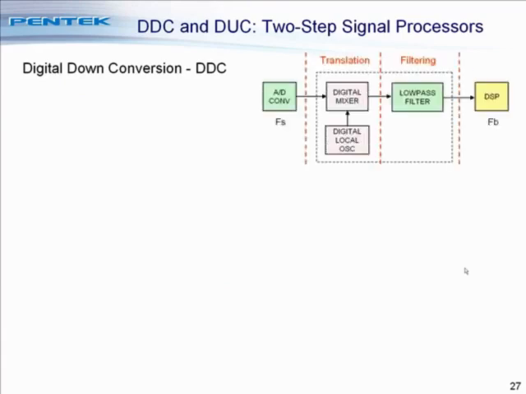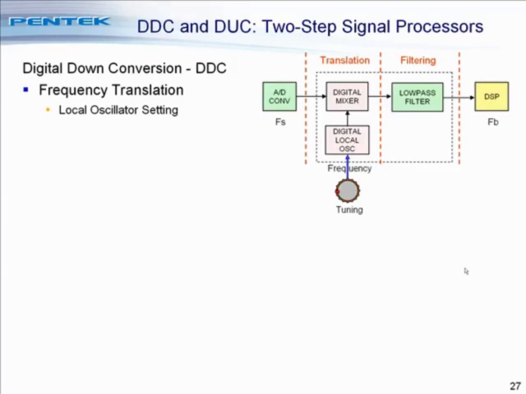So let's summarize the two operations for DDC and DUC. They're both two-step signal processors. The digital downconverter has two different processes. Translation is controlled by the local oscillator setting. And here there's one parameter that you set called the tuning frequency. As you tune the knob here, you get a different translation point. So this is one of the controls of the programmable parameters for a digital downconverter.